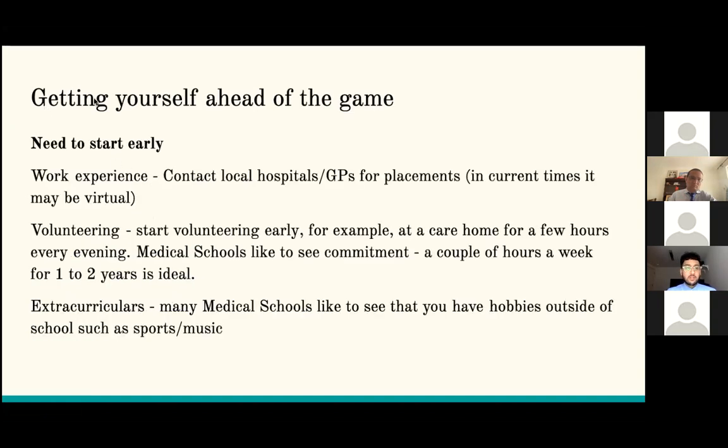So here we are. Getting yourself ahead of the game is really important, and you need to start early. I'm assuming the majority of people are in college or sixth form, so if you haven't already started, get started with these things. Work experience: you need to contact local hospitals, GPs, and any contacts that you have for placements. I know that in these times it may be very hard to get people into hospitals and GPs, but there are very good virtual ones as well nowadays.